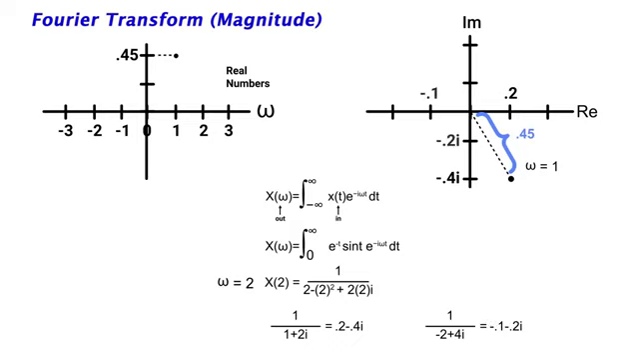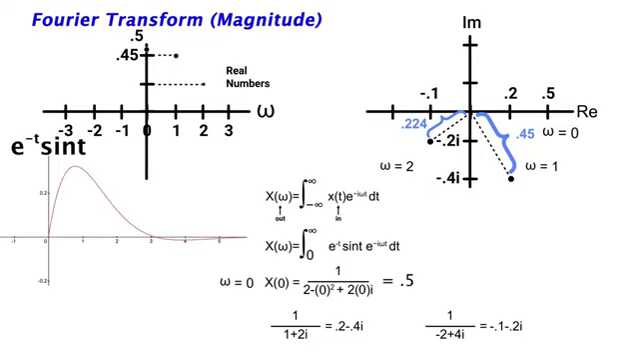The magnitude for this is roughly 0.224, and that will also go on the magnitude plot for omega equals 2. And lastly, I'll plug in omega equals 0, which outputs just 0.5, no imaginary component, and that will also go on the magnitude plot. Remember, that 0.5 is just the area under the curve of our original function. Well, accounting for the fact that areas below the x-axis are negative.